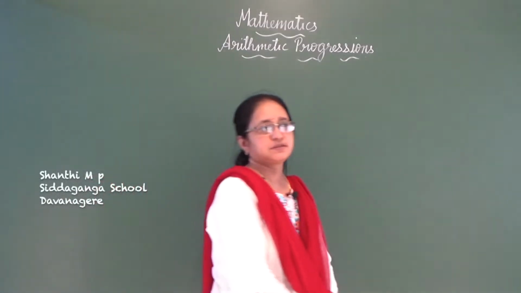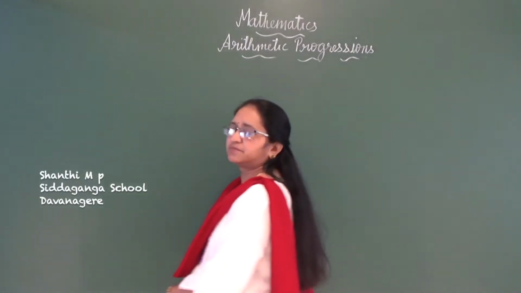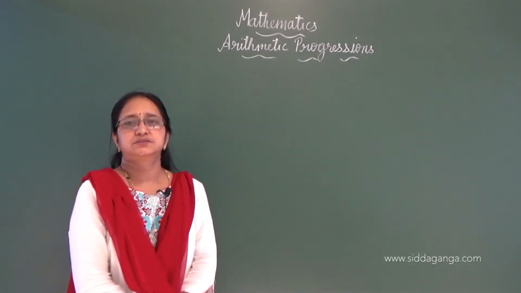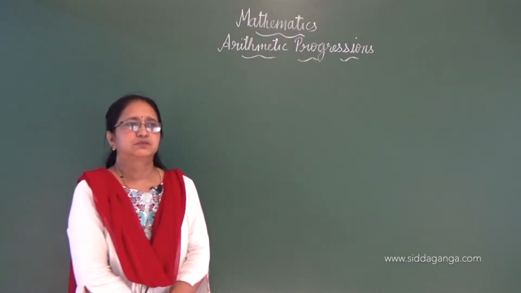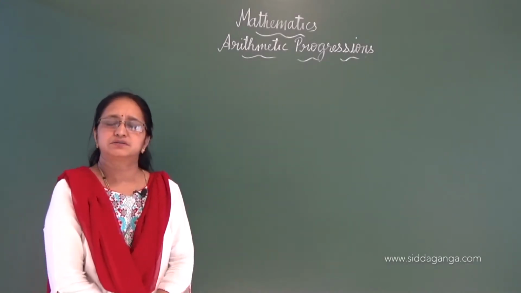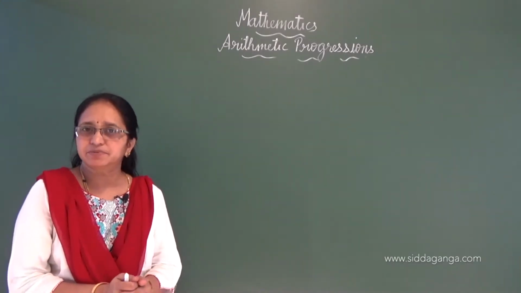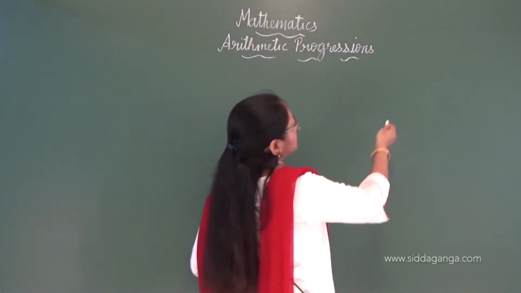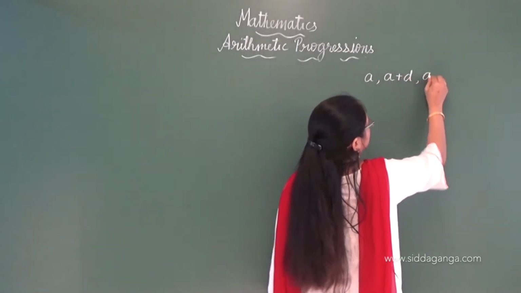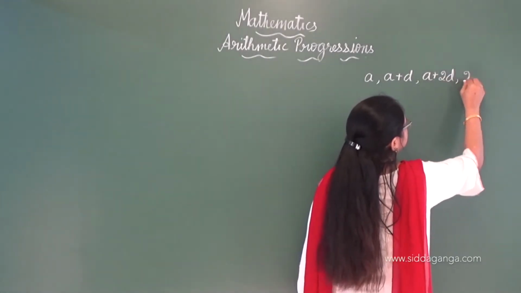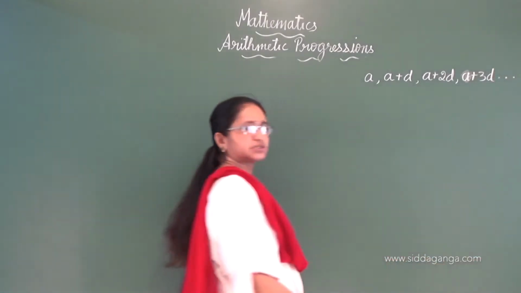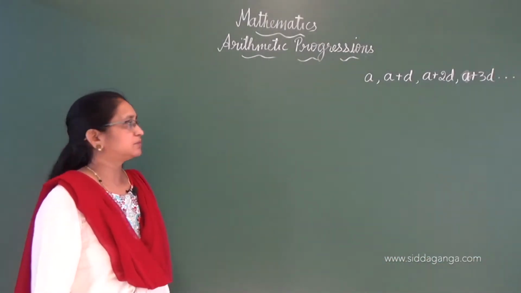Hello students. Today, in the previous class, I had explained the concepts related to this chapter, that is arithmetic progression. So let us recall which concepts we studied in the previous class. One, I told you that a, a plus d, a plus 2d, a plus 3d represents the general form of an AP. AP means arithmetic progression.